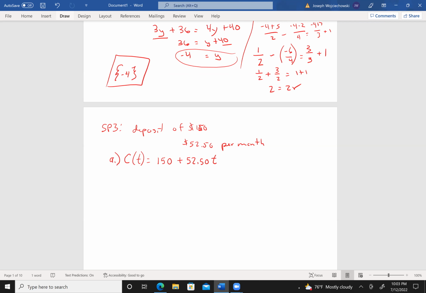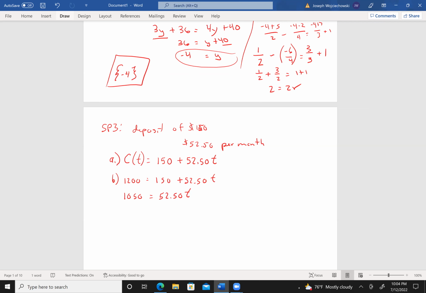Part B, if Winston has a $1,200 budget for storage, how many months can he rent the unit? So that tells us that C of T is 1,200. 1,200 equals 150 plus 52.50 T. Subtract the 150, I get 1,050 equals 52.50 times T. Divide by 52.50.